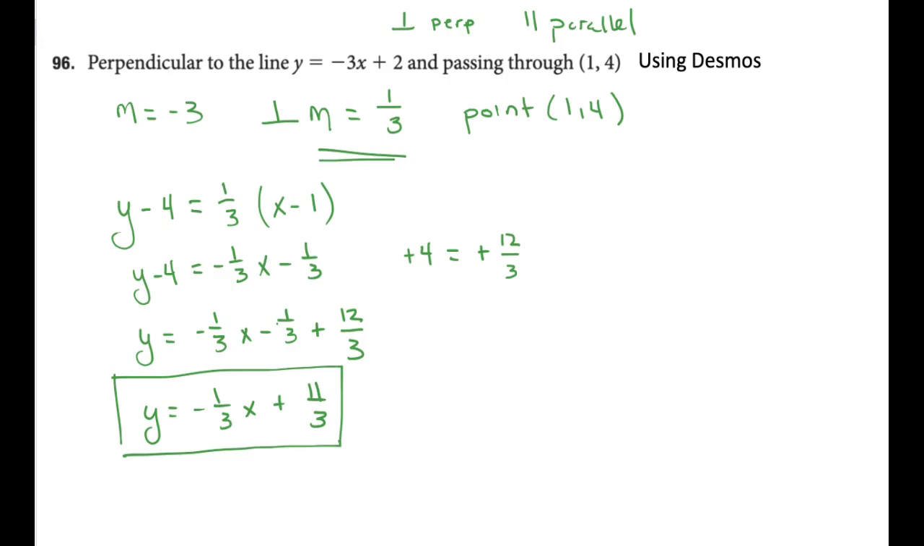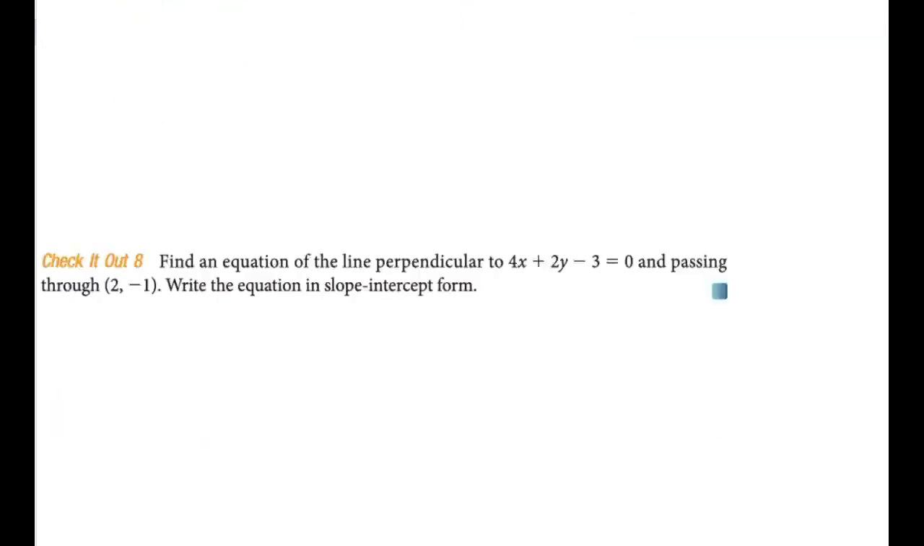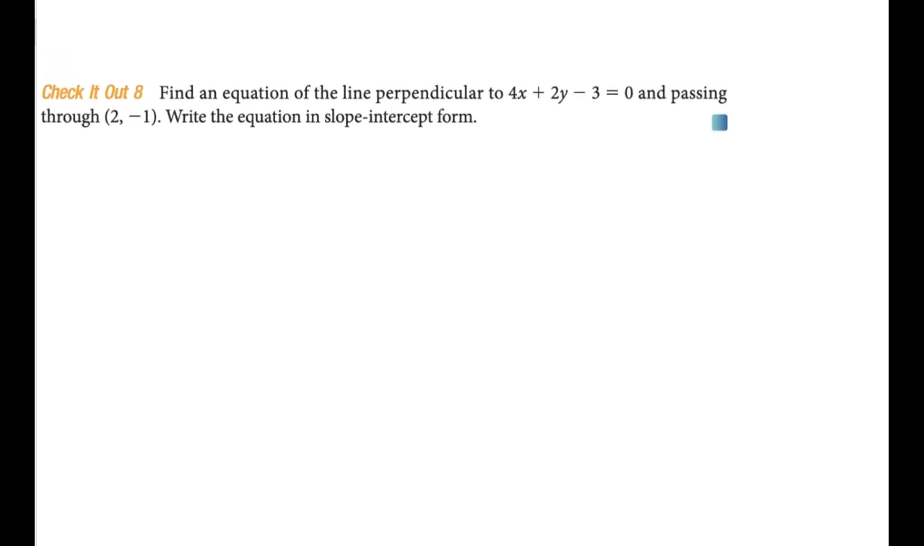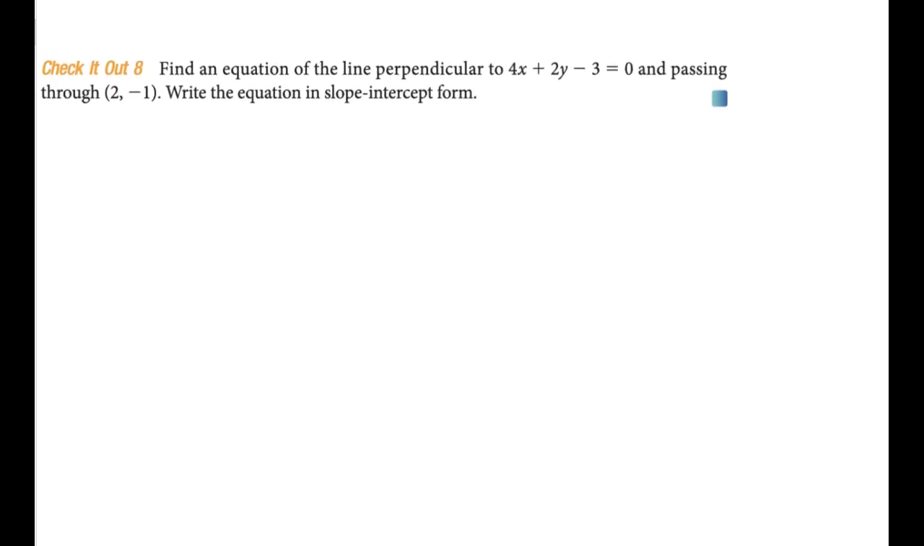All right, so next I would like you to check out number 8. It's the same exact thing as what I just did. You're going to rearrange that to put it in y equals mx plus b, find the slope, find the perpendicular slope, and then find the equation that passes through (2, -1) with that perpendicular slope.